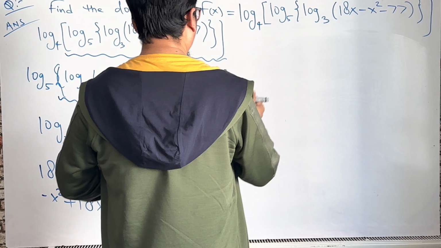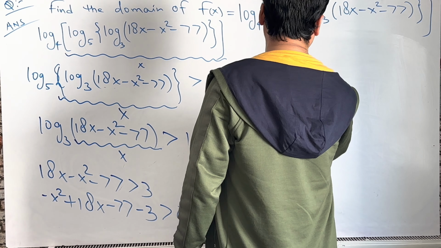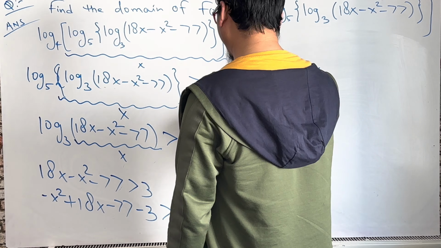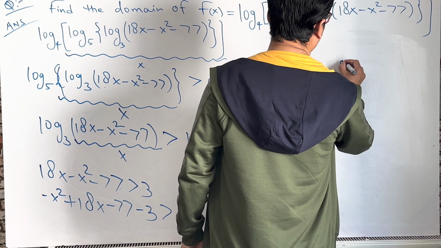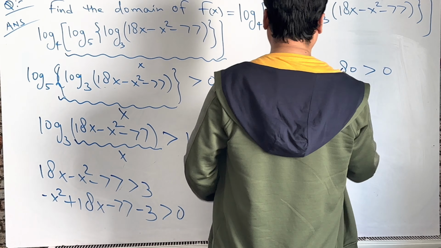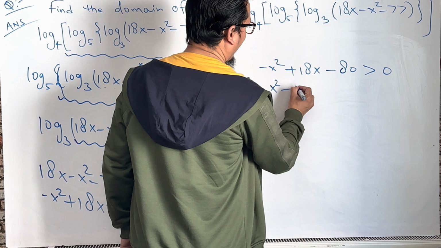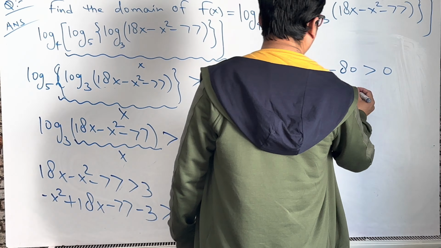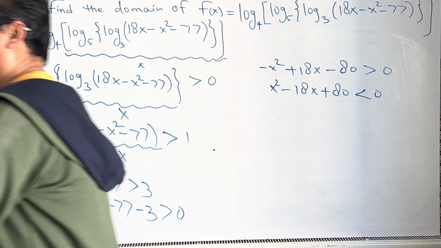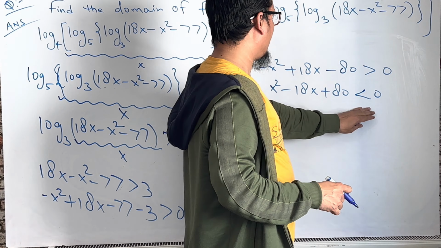Now we have minus x square plus 18x minus 77 minus 3, which is minus 80, right? And this is greater than 0. Now I'm going to divide this inequality by minus 1, so you can say x square minus 18x plus 80, which is less than 0.